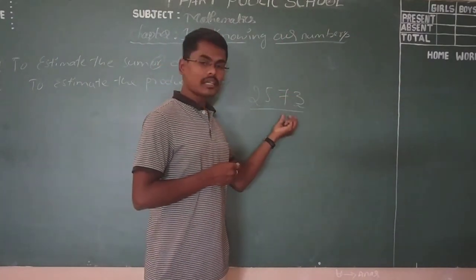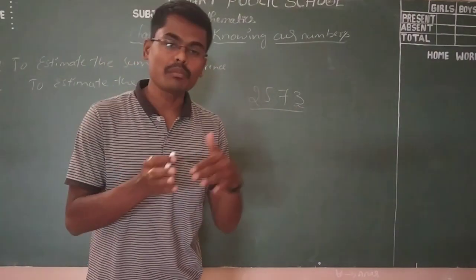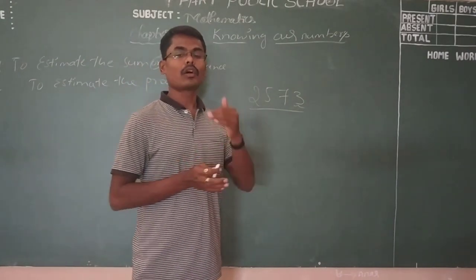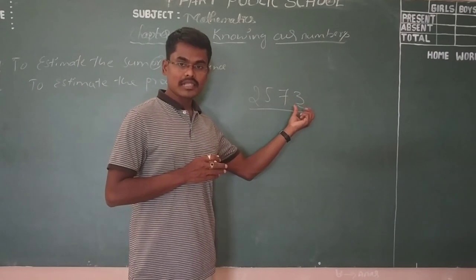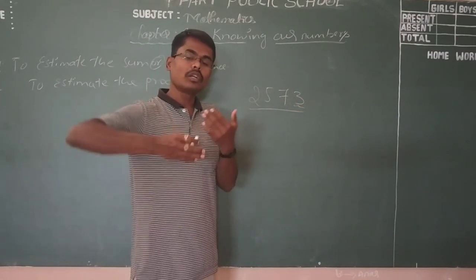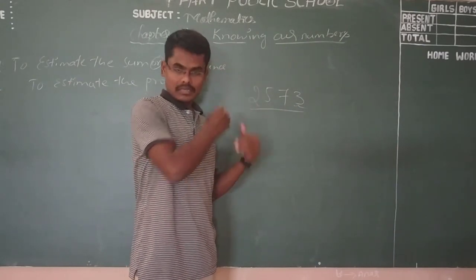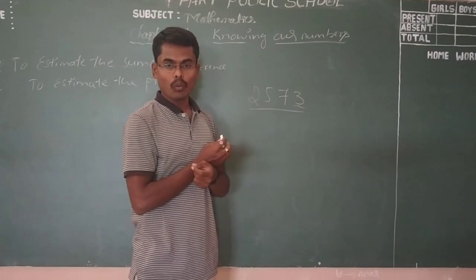Here 3 is less than 5, because 5 is equidistant from 0 to 4 and 6 to 10. For that reason we are going to take 5 as a reference value here. Here 3 is less than 5, so we are going to round off to the previous number. Previous number means we are going to equate it to 0.